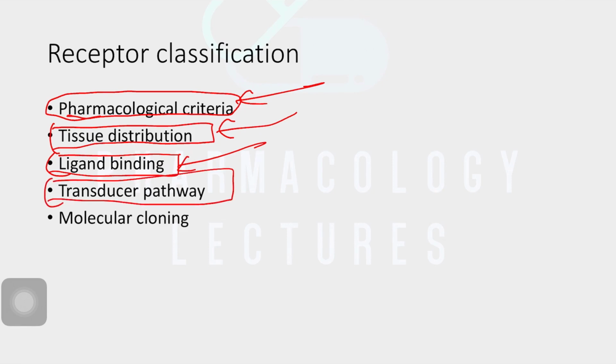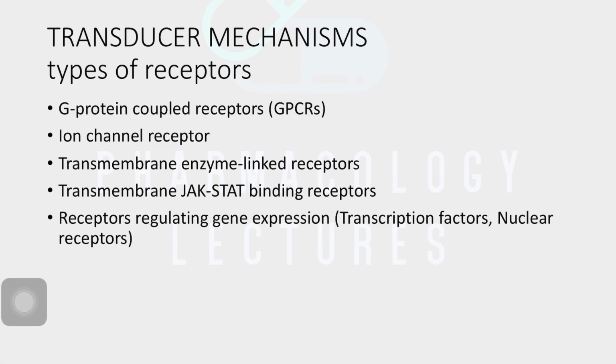Transducer mechanisms. What is their way of response? How do these receptors get activated and how do they produce their response? On that mechanism, they are classified. That is the transducer pathway. And the last, the latest one, is molecular cloning. Newer receptor subtypes have been developed and identified, and now many subtypes have been identified. So depending upon the subtypes, the receptor is classified. There are different ways of classifying these receptors, but we'll mostly discuss the transducer mechanisms, that is, different types of receptors depending upon the transducer mechanism.